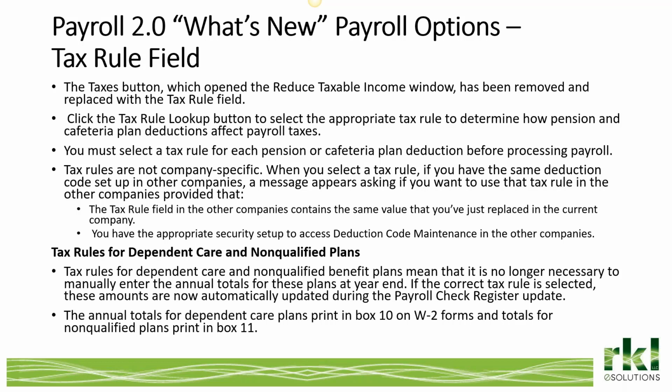The tax rules themselves only really need to be set up with respect to deductions if you're going to be doing anything that's a Section 125 or pre-tax. Other than that, the tax rules themselves need to be applied to the individual earnings codes to make sure that those calculations work as expected.